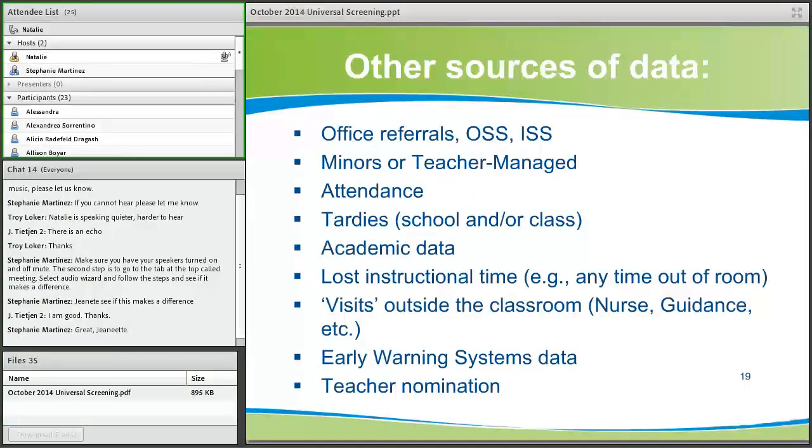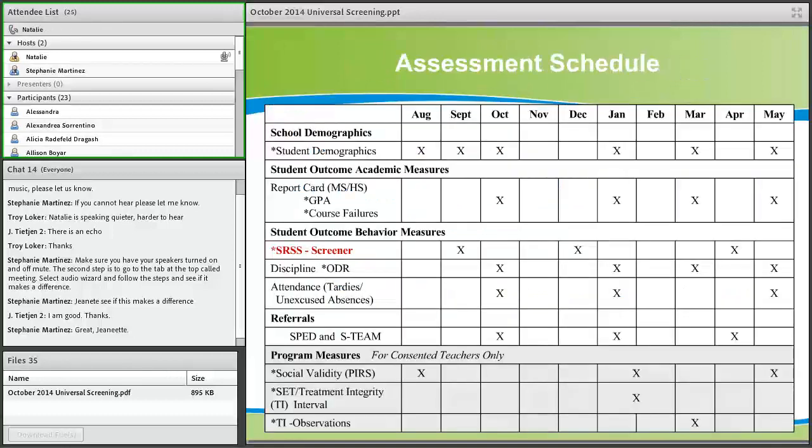So some additional sources of data, and from the poll that we had at the beginning, sounds like most of your teams are collecting these types of information. You may consider things like office discipline referral data, looking at attendance, your academic data, and then also take into consideration things like who's spending a lot of time at the nurse's office. Perhaps they're reporting some of those somatic complaints that we sometimes see with students who tend to be under-identified. And in some of our trainings, some of you may have seen this before, it's an example of an assessment schedule to help a team really think about when you are collecting different types of data throughout the course of a school year.